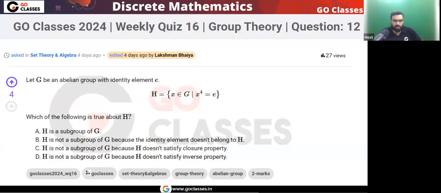So which option is gone? Option B is saying H is not a subgroup of G because the identity element is not there. So this statement is false. Option B is false. Okay, very simple. This is the one thing.